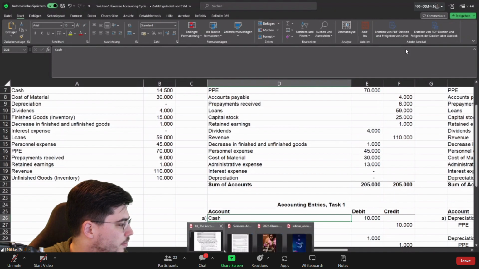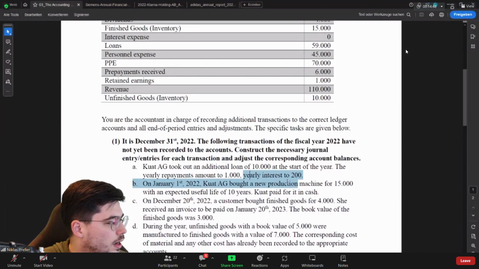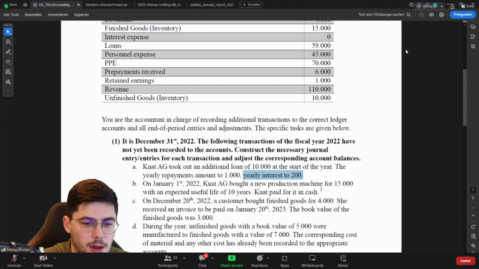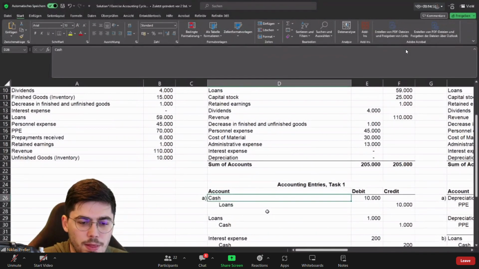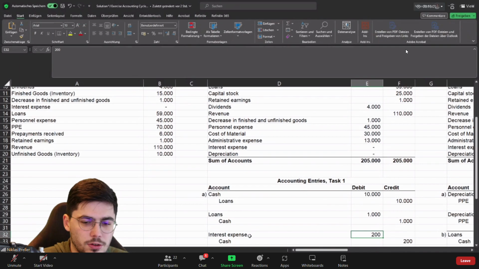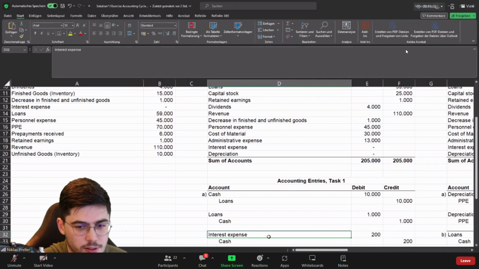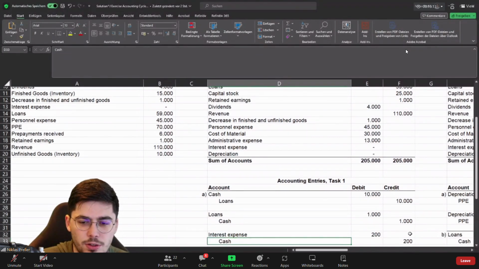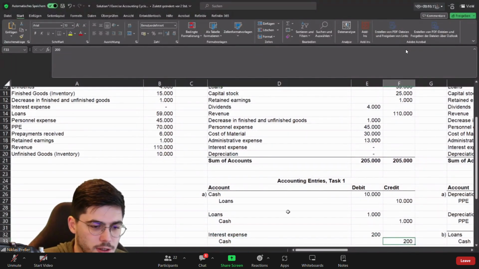And then also we have the yearly interest payments of 200, where we then have interest expense to cash 200. So interest expense is an expense account, obviously, that raises on the debit side, and cash again is reduced on the credit side with 200. Those are the three components that we have in this transaction when we take out a loan.